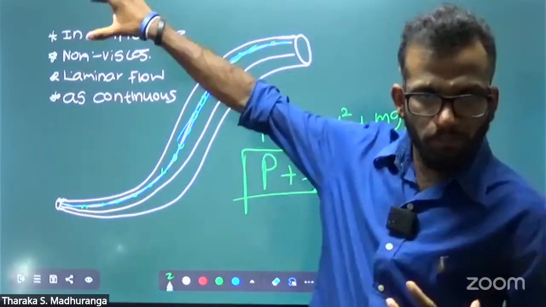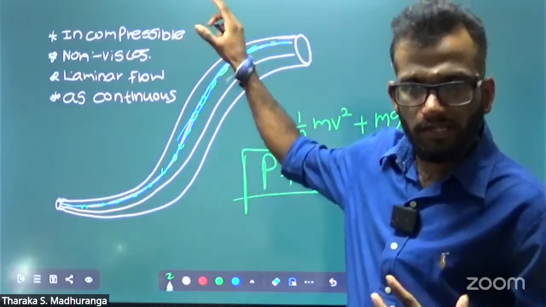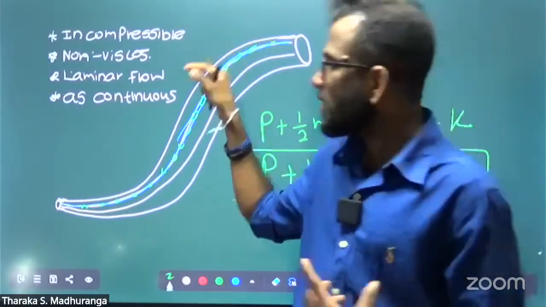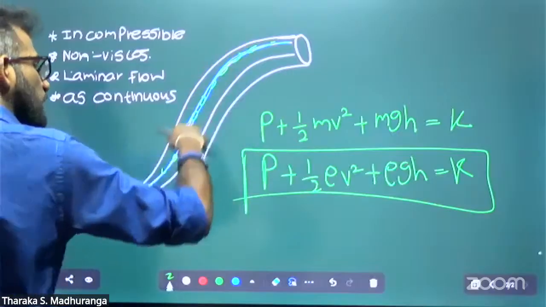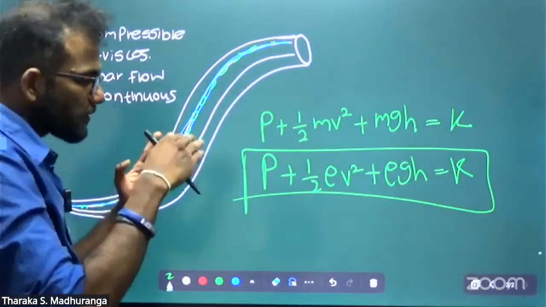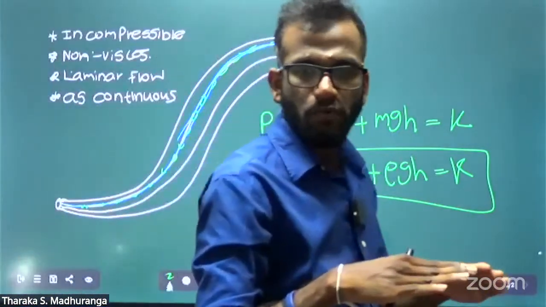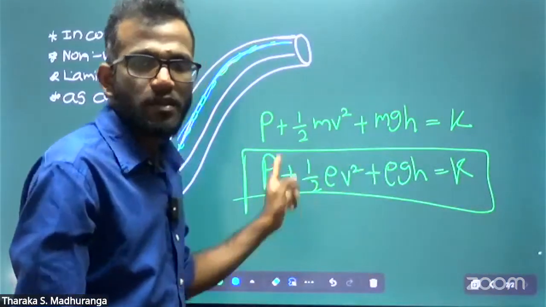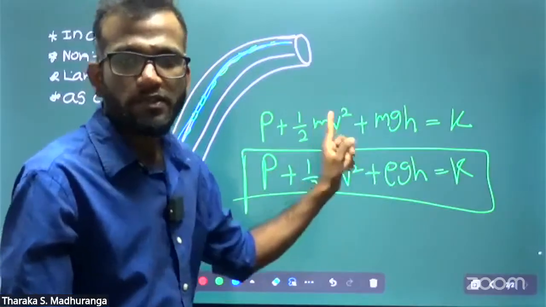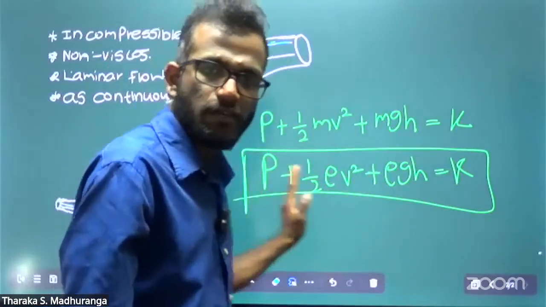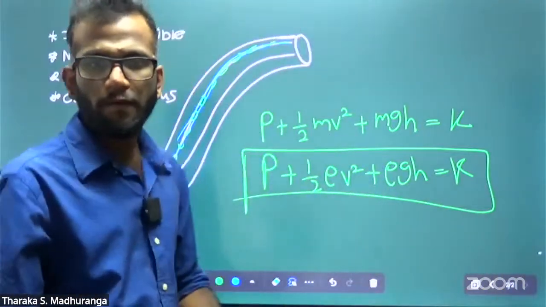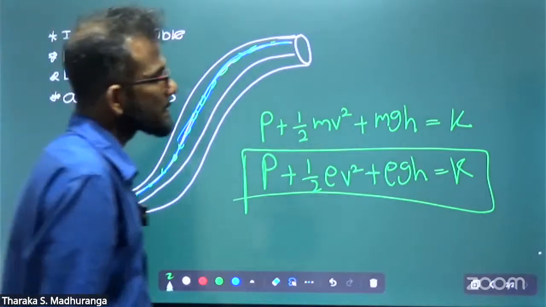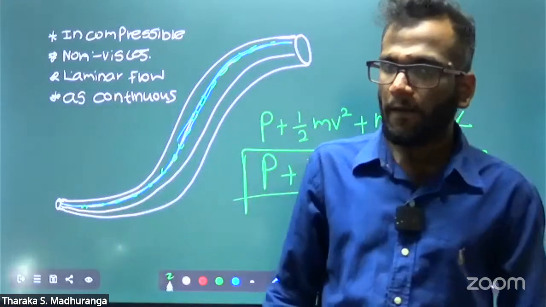When a fluid is flowing as a continuous flow, on the same streamline, the total energy at unit volume is a constant. The total energy at unit volume means pressure plus kinetic energy per unit volume plus potential energy per unit volume. This is the equation. Clear?